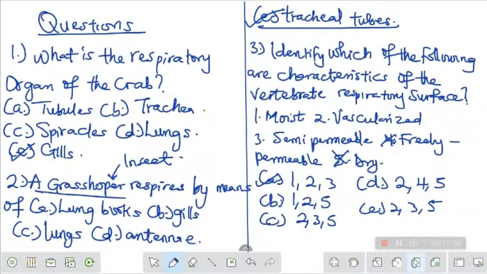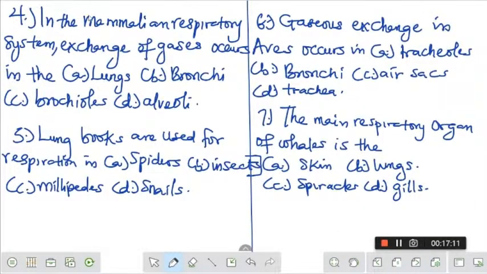So let's go to number 4. In the mammalian respiratory system, exchange of gases occurs in the what? You cannot choose lungs. They don't say the respiratory organ. They are talking of where the respiration occurs, the main place. They are not asking you for the respiratory organ. So these are part of the things you need to know when answering questions. Please take note. Your answer will be alveoli, because alveoli is the part of the lungs where gaseous exchange mainly occurs.